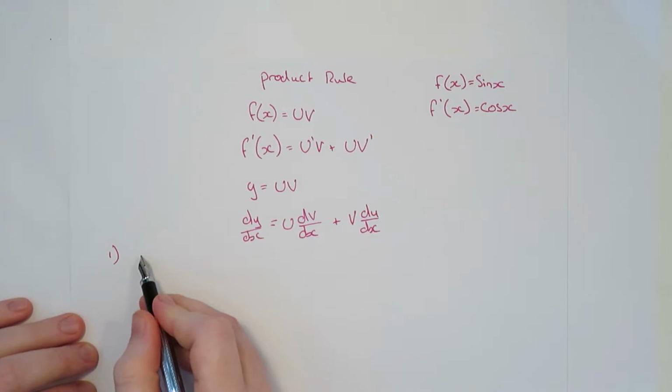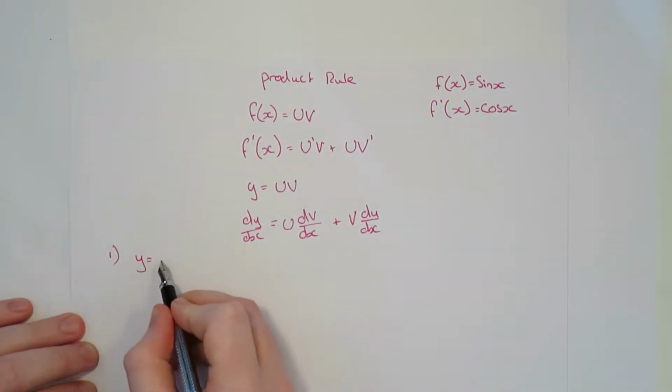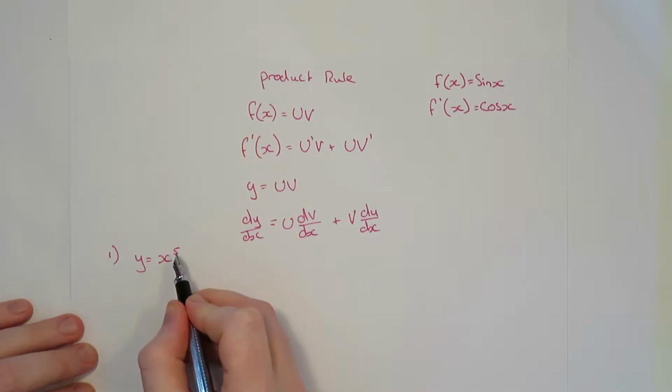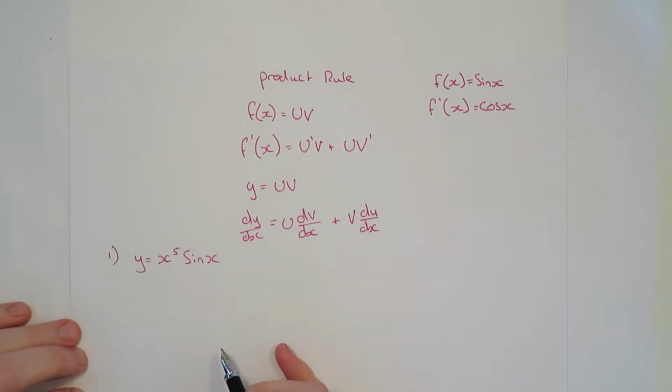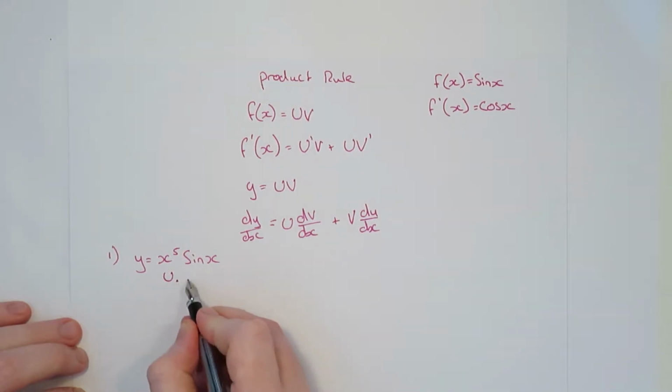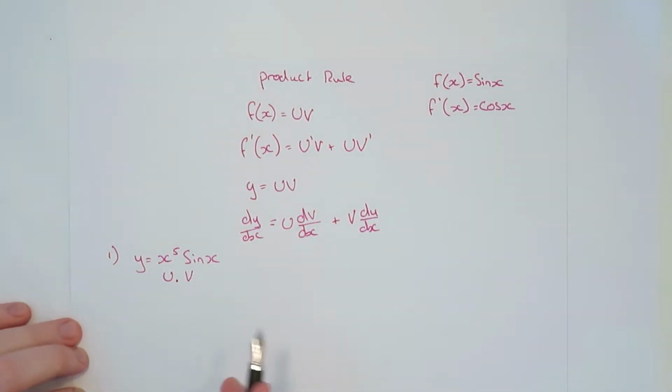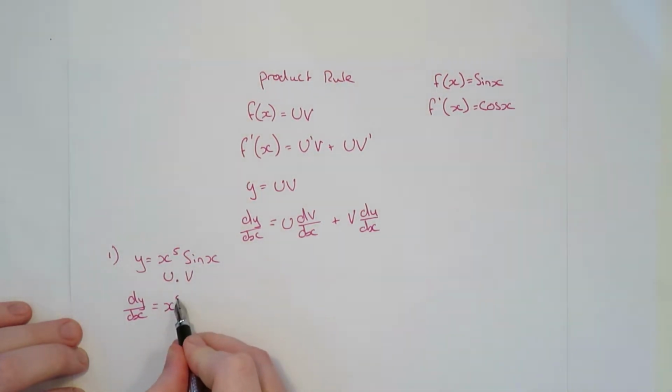So first question could be y is equal to x to the power of 5 sine x. So how would we differentiate that? Pause the video, have a go. Okay, so you have to decide here, what's going to be u, what's going to be v. Well, I just always do whatever's written first as u. So dy by dx will be this here multiplied by the derivative of this, which was cosine of x.